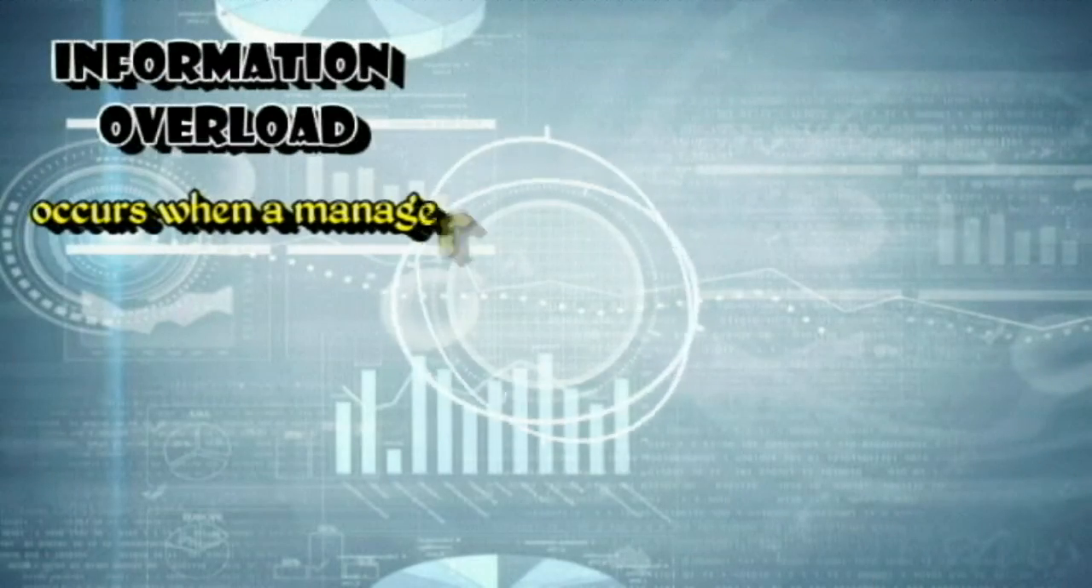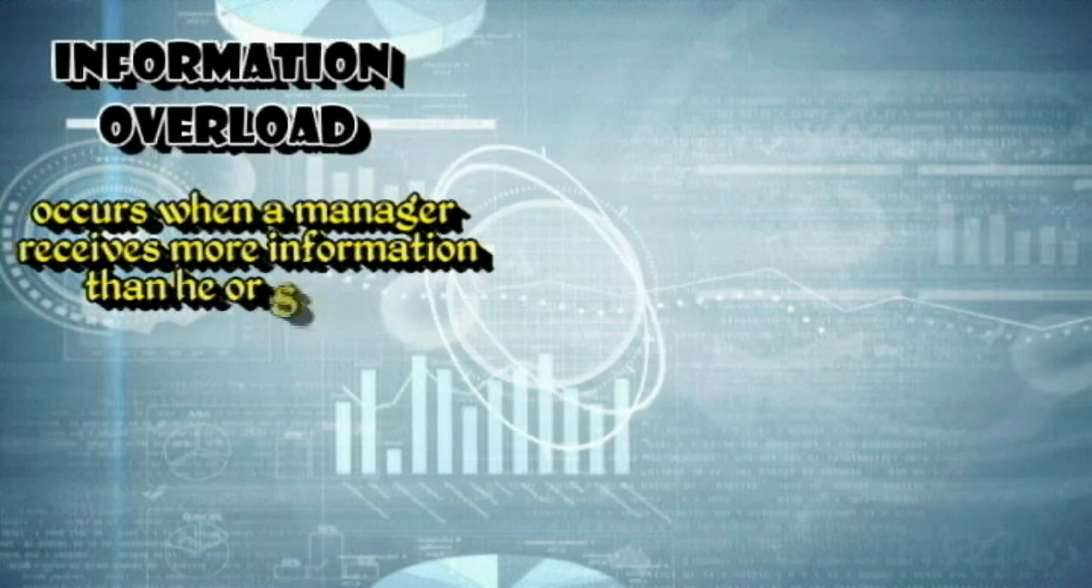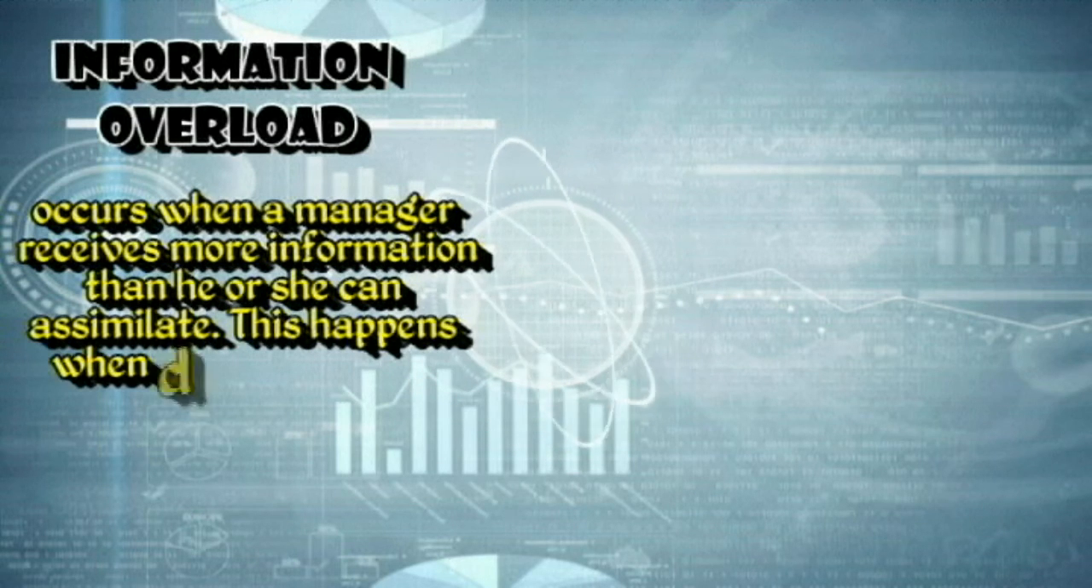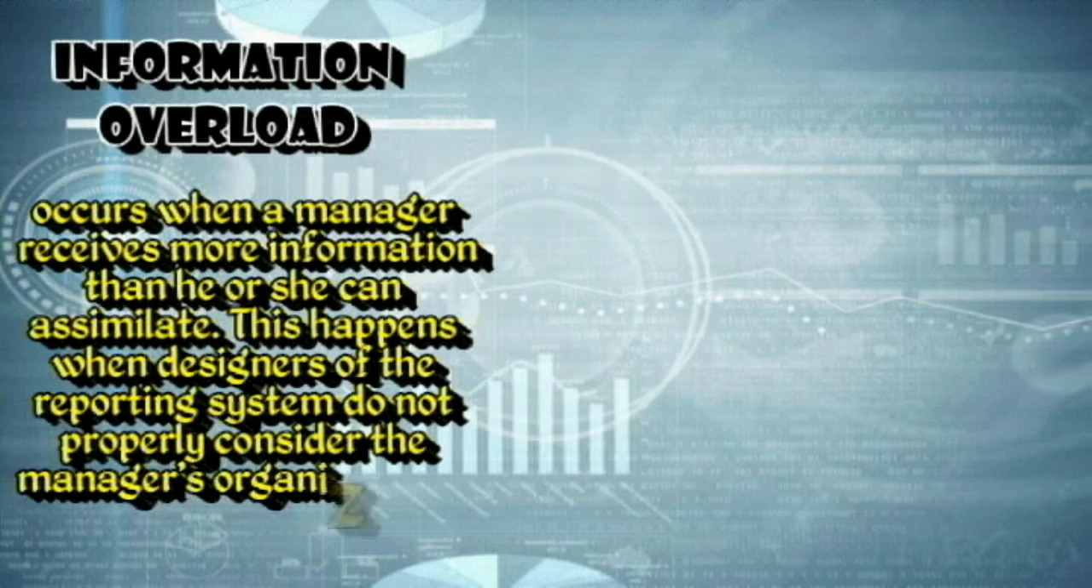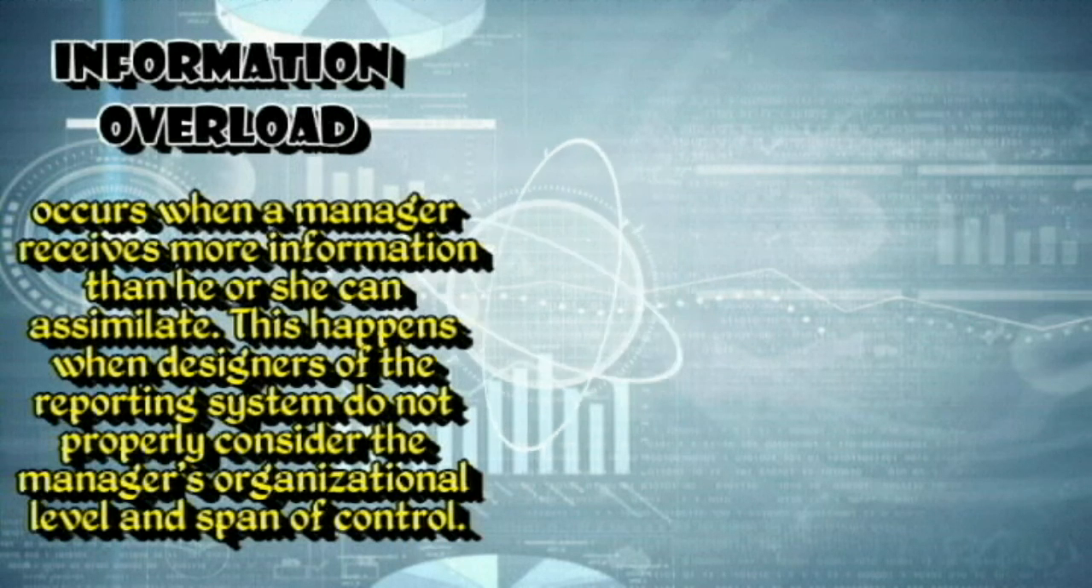Information overload. Information overload occurs when a manager receives more information than he or she can assimilate. This happens when designers of the reporting system do not properly consider the manager's organizational level and span of control.